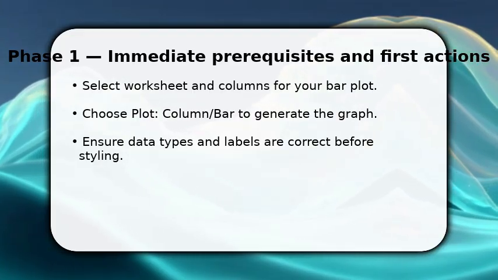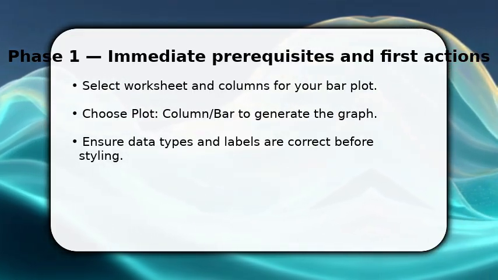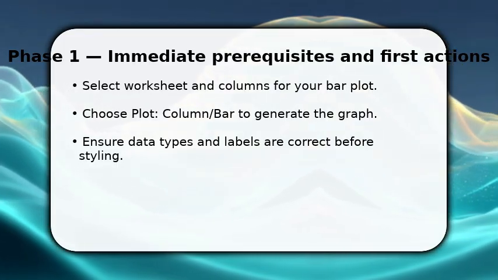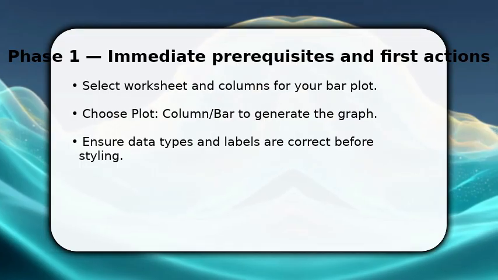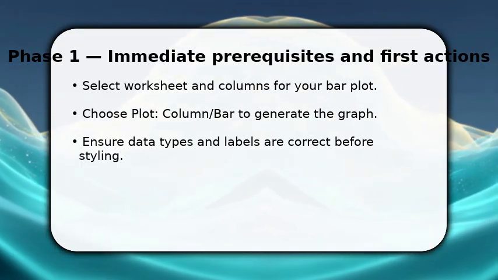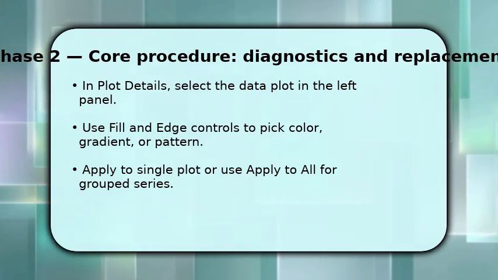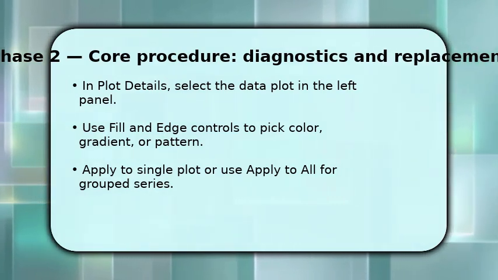From here, open the plot details dialog using double-click on the layer or right-click and choose Details. This gets you directly to the controls where color and style live, so you can modify them precisely. With plot details open, select the specific bar plot in the left list. This targets only that series.